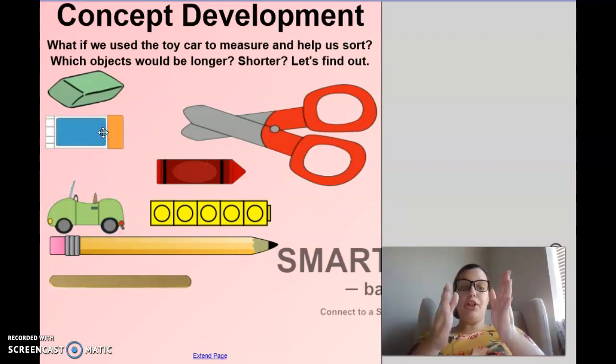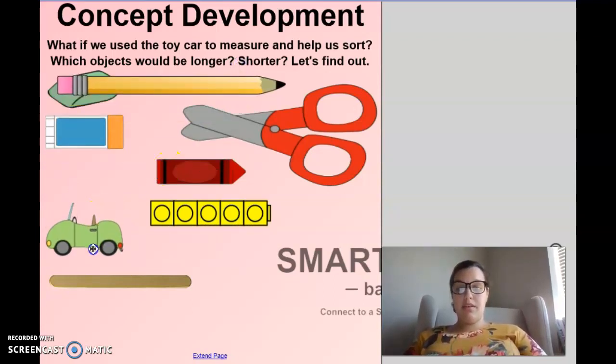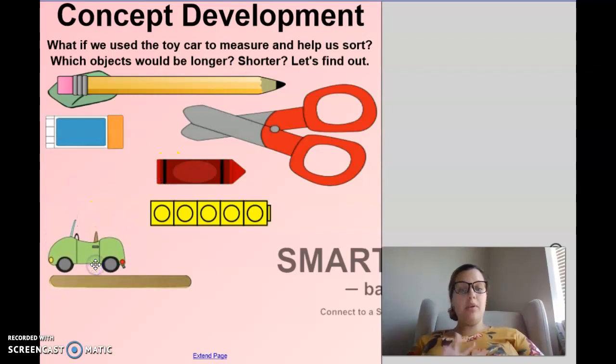Is the car longer or shorter than the pencil? It is shorter. Our car ends here and our pencil has this whole thing to go. What about the popsicle stick? Is our car shorter or longer? It is shorter.